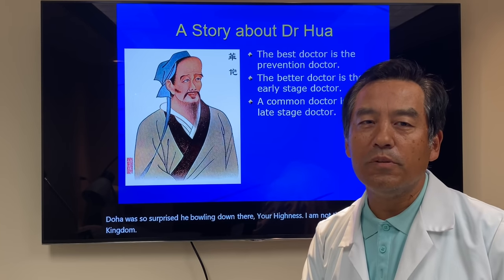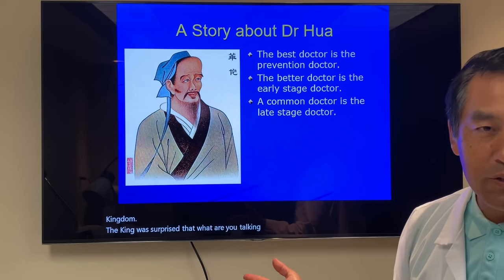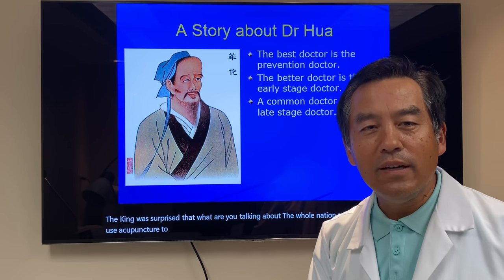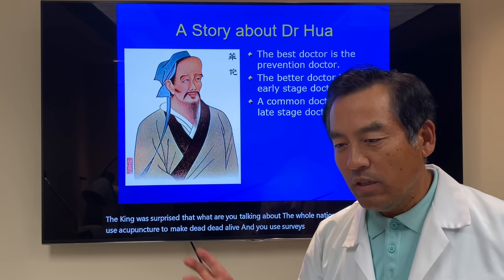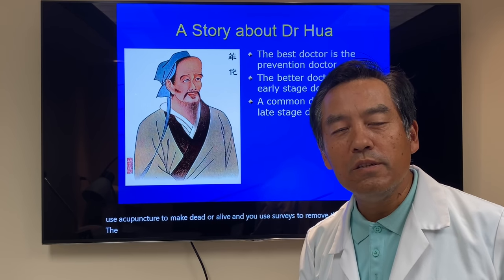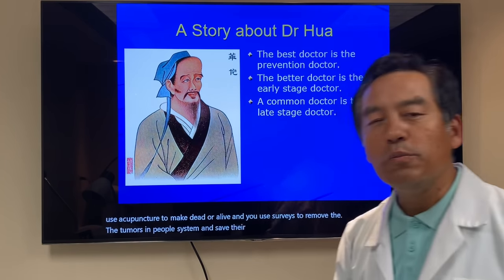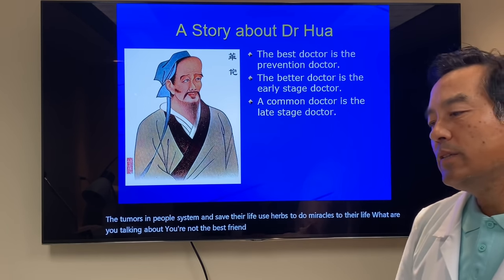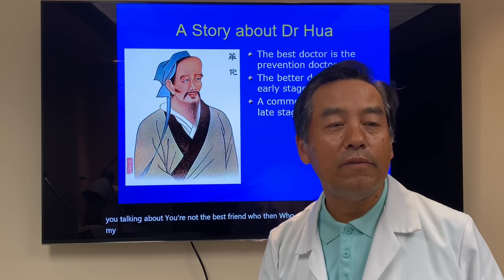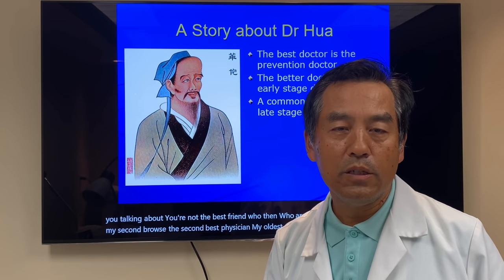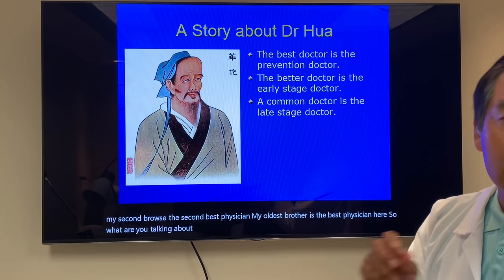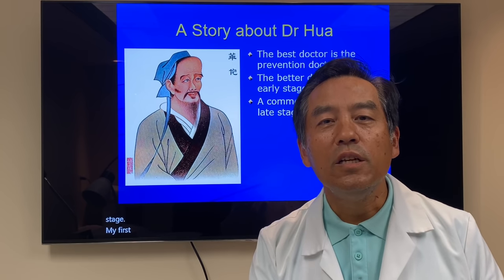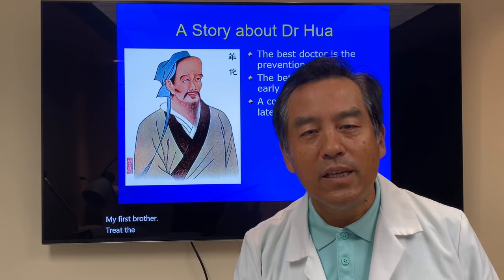The king was surprised. He said, "What are you talking about? The whole nation talks about you, using acupuncture to make the dead alive, using surgeries to remove the tumors in people's systems and save their lives, using herbs to do miracles. What are you talking about? You are not the best? Who are the best?" Dr. Hua said, "My second brother is the second best physician, and my oldest brother is the best physician." The king asked, "What are you talking about?" He said, "My second brother treats the disease at the early stage. My first brother treats the body even before it gets sick."